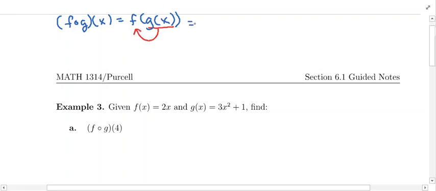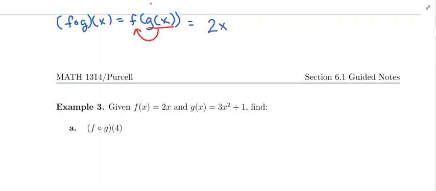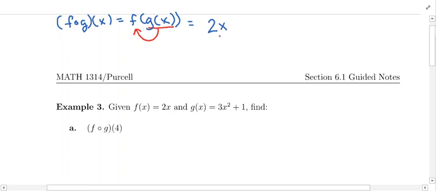I'm going to write down my outside function. My outside function is 2x. And instead of substituting a number, I'm going to substitute an entire function. So I'm going to circle my x. Everywhere I see an x, I'm going to replace it with g of x, which is 3x squared plus 1, that entire quantity. So instead of 2 times x, it's going to be 2 times the entire quantity, 3x squared plus 1.